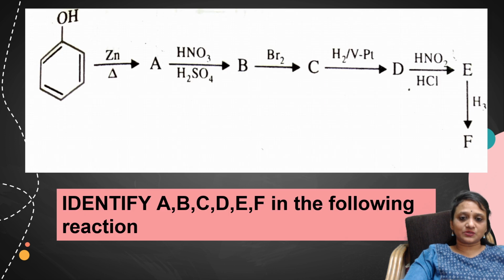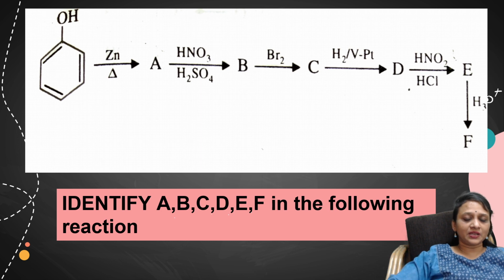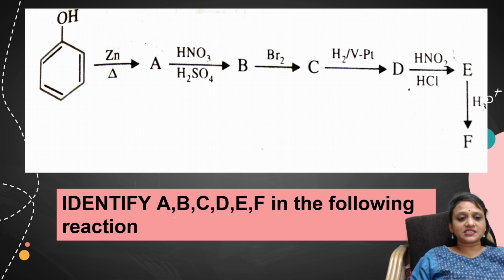Okay. Next question, students. This is the big question. Let's understand this. Here they have given me a question. Identify A, B, C, D, E and F. I have to identify all that. They have given a reagent on each arrow. That explains everything. Let's start off, students.